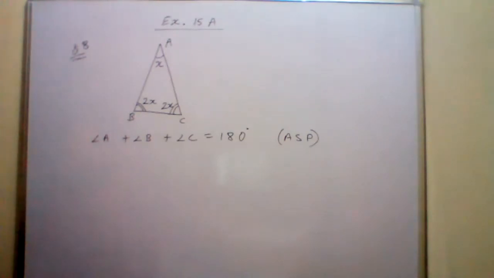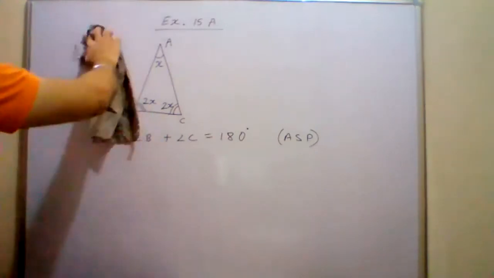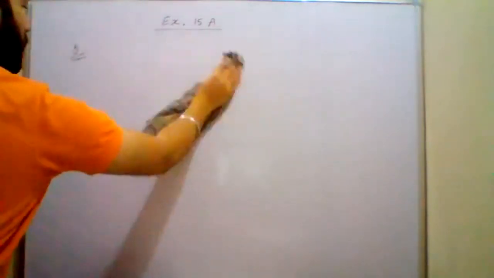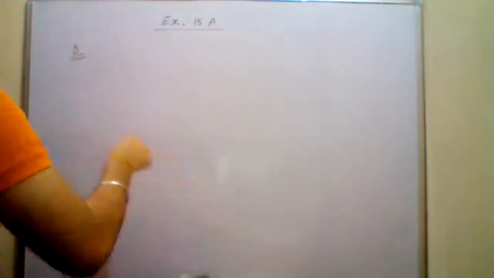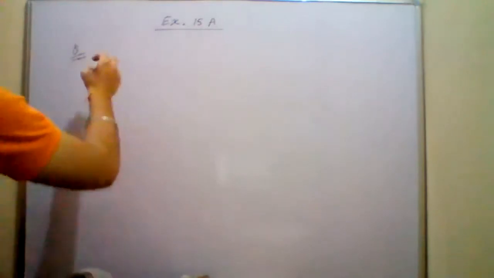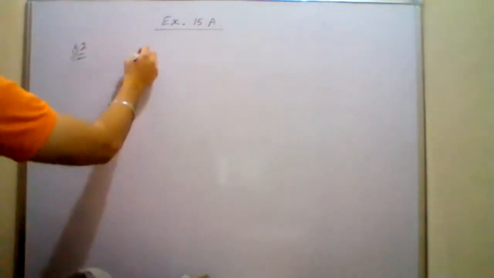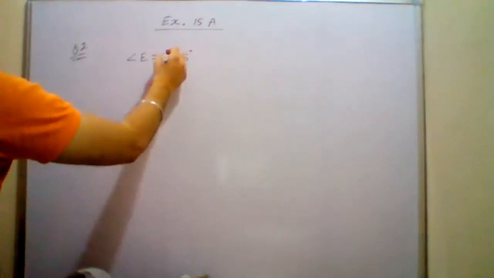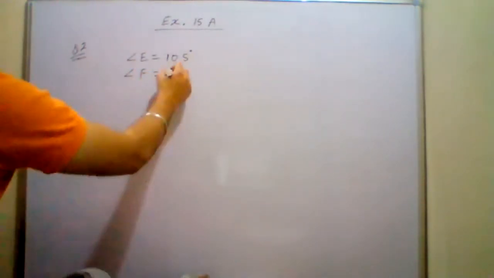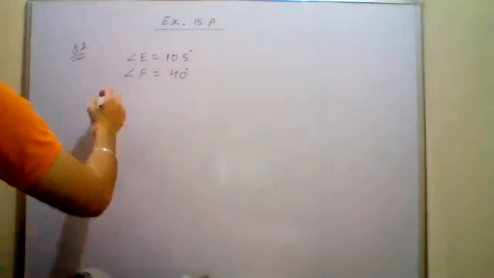Okay, so let's start doing more questions. Exercise 58. We have to start this question. So question 2 says, in triangle DEF, angle E is equal to 105 degrees. Angle F is equal to 40 degrees. You have to find the measure of angle D.